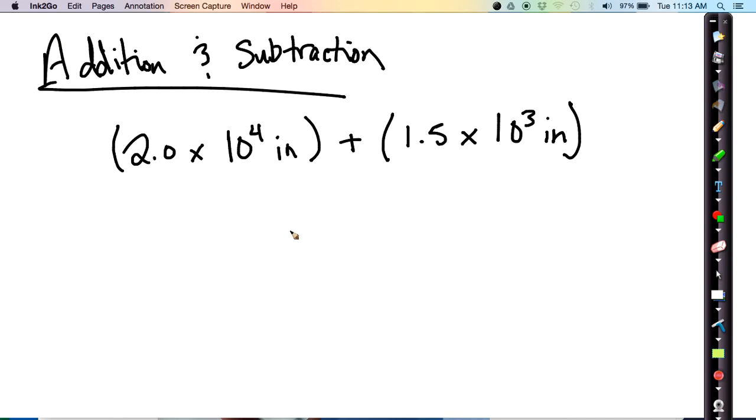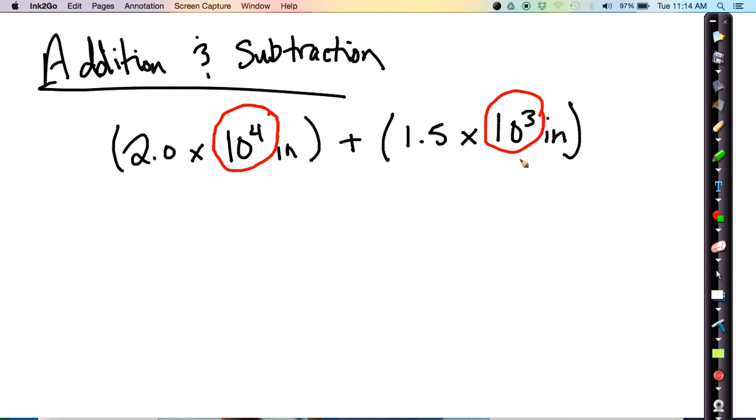So the key to adding and subtracting numbers in scientific notation is that they have to have the same exponent. Right now, if we look at the exponents in the scientific notation form for each of these numbers, one of them is 10 to the fourth power, one of them is 10 to the third power. That's not going to work out for us if we're trying to add these by hand. If we put them into a calculator, it's going to work out just fine. But what we're trying to learn to do here is add these two measurements by hand. And in order to do that, these exponents have to have the same value. So we're going to have to convert one or the other.